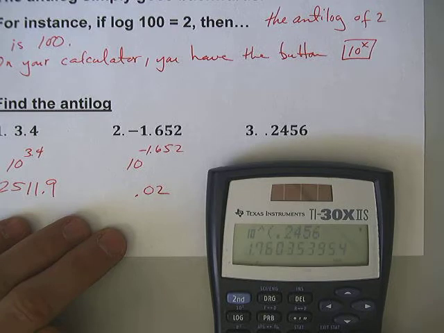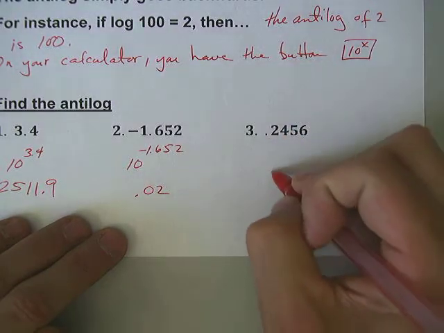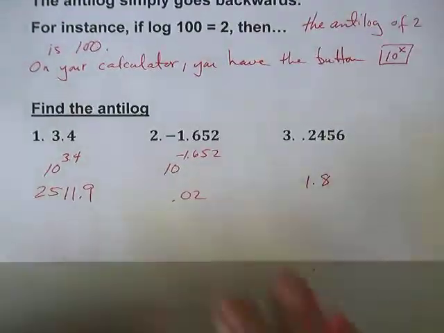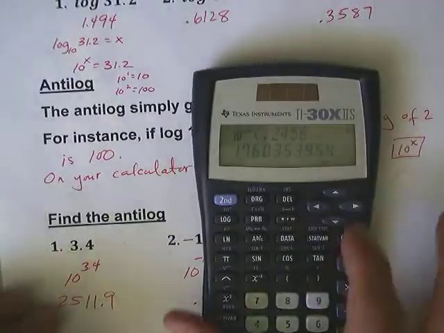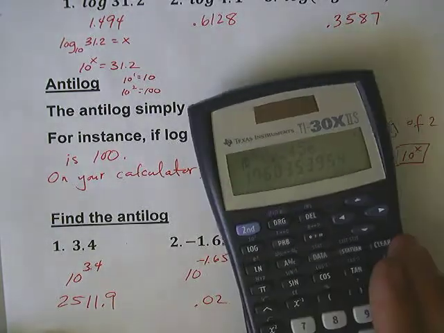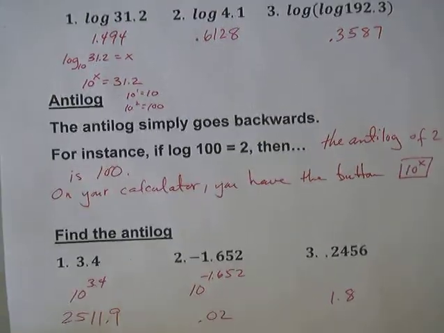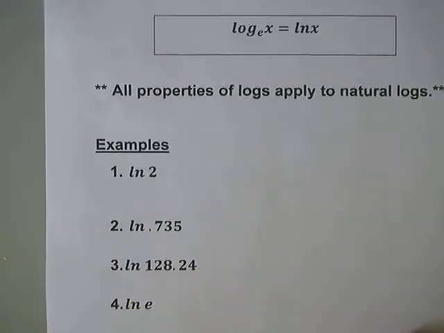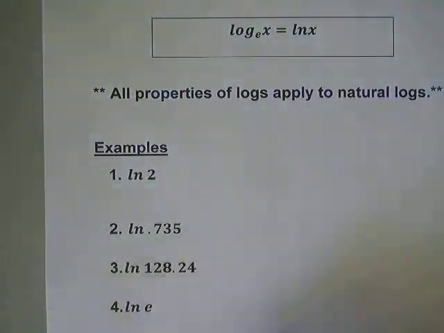And last but not least, let's do this one. So the anti-log of that, so I'm going to just do 10 to the 0.2456, and I get 1.8. Okay, so fairly easy right there, just using our calculator to go forward and backwards. Like I said, nothing too difficult.